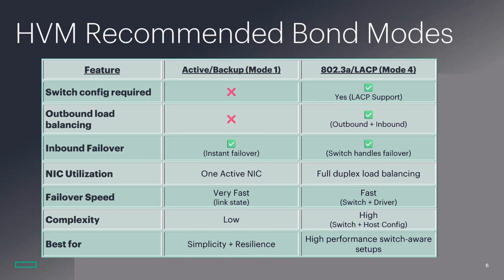The active backup bonds are simple to set up and get running with. It utilizes one network interface at a time, but the instant inbound failover gives it the fastest failover speed overall. It's even faster than LACP.